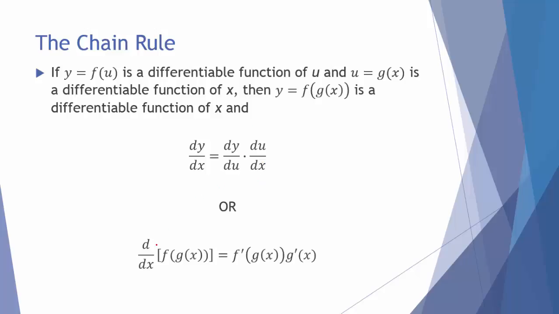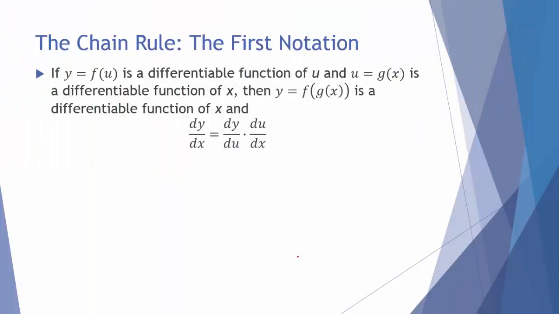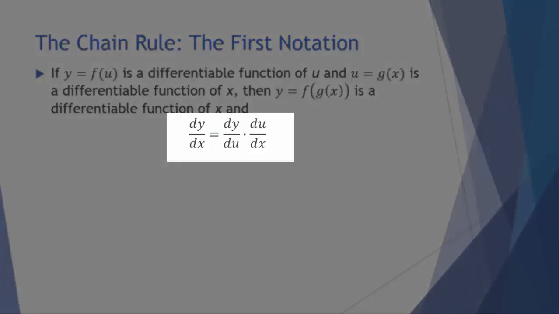The other way to write it is that d/dx of f of g of x is equal to the derivative of f evaluated at g of x times g prime of x, or the derivative of g at x. So let's see if we can explain what some of this means before we actually do some examples. So let's talk about the first notation. All of this is just a repeat from the previous slide, and this is the first notation we discussed: dy/dx equals dy/du times du/dx.